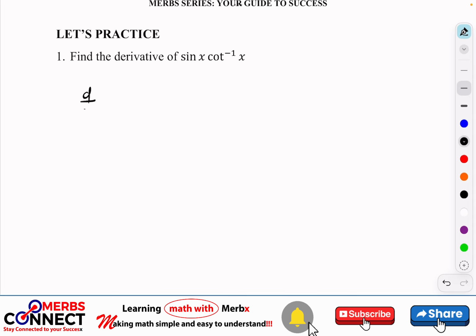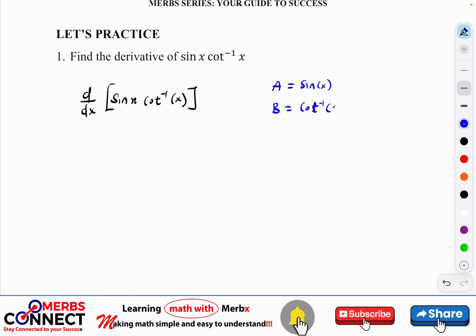So let's look at this. Now I want to differentiate sine of x times cotangent inverse of x. Nice. So now I see that here I have two functions, so I need to use the product rule. I'm going to assign a to sine of x and b to cotangent inverse of x. For a prime, we know that when I differentiate sine, we get cos of x. And for b prime, we just learned that this should be minus 1 divided by 1 plus x squared. So this is what we are going to get from here.